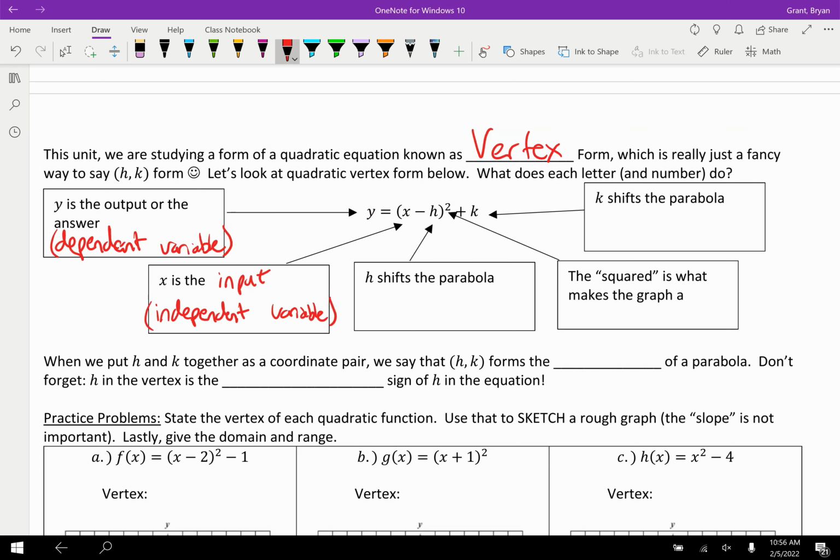But then let's get to our shortcuts, and we don't need to go into them too deeply because we've done them before. We should remember that h, whatever this number is that we see here, shifts our parabola horizontally.